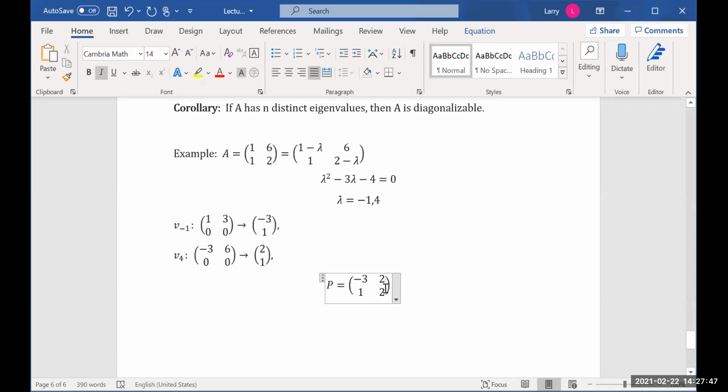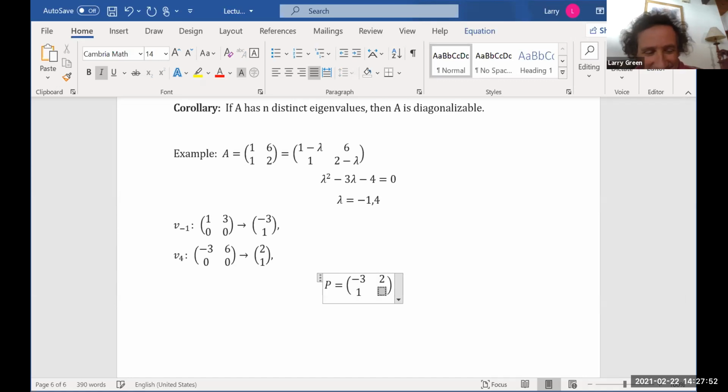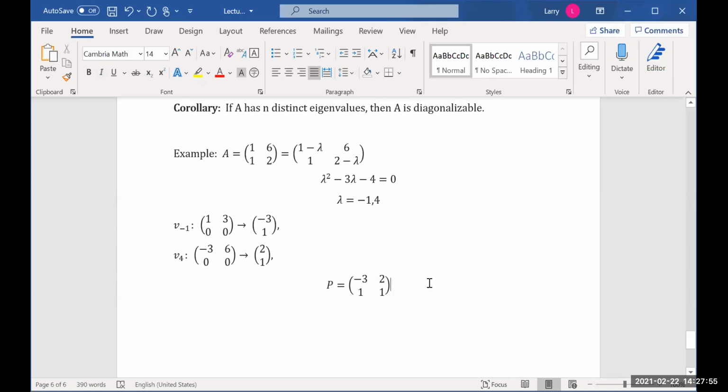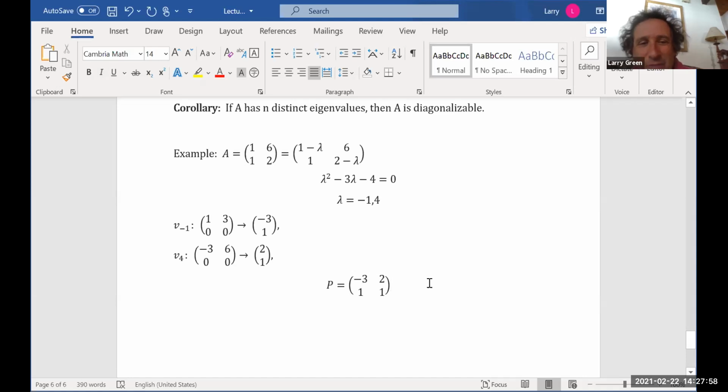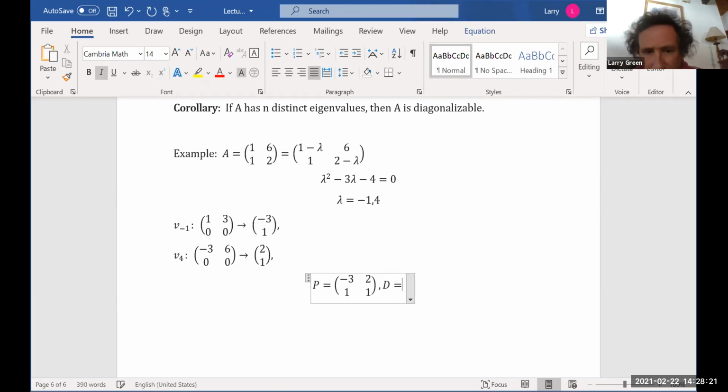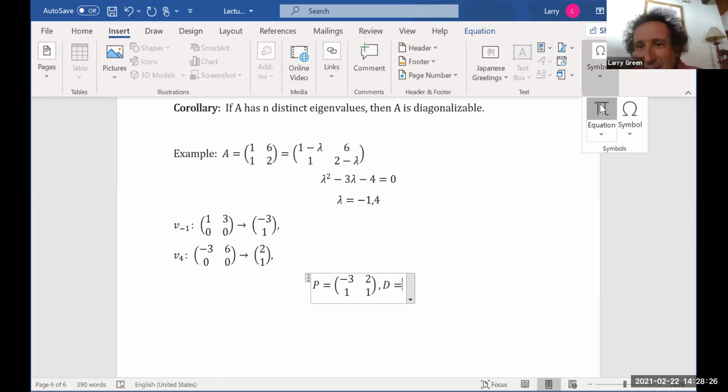Does it matter which vectors we make columns? No and yes. Don't you hate that, Lancer? Okay, so it doesn't matter which ones you make columns, but you need to be consistent with your lambda. So at this point, it doesn't matter, but now we need our D. So now we need to get our D. And this is where it matters. That's why it's a no and yes answer.